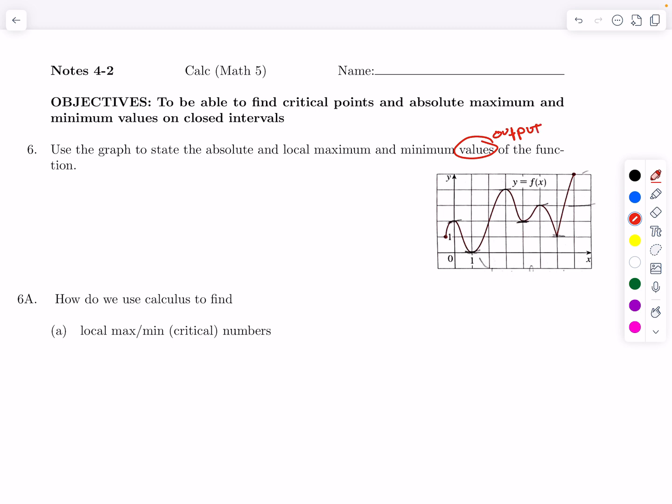That's a terrible T. Hold on. I don't know why it got misaligned.